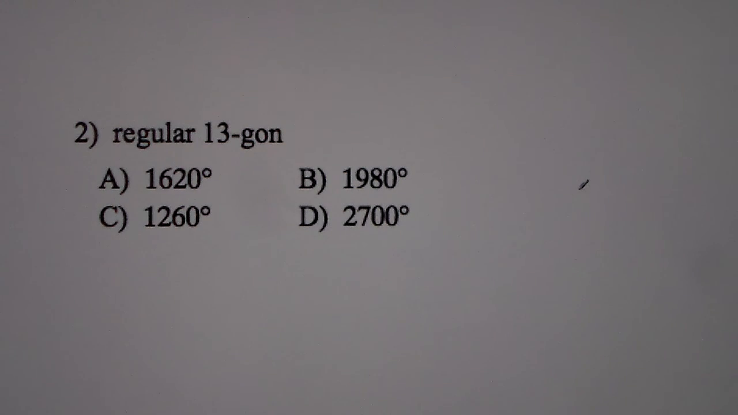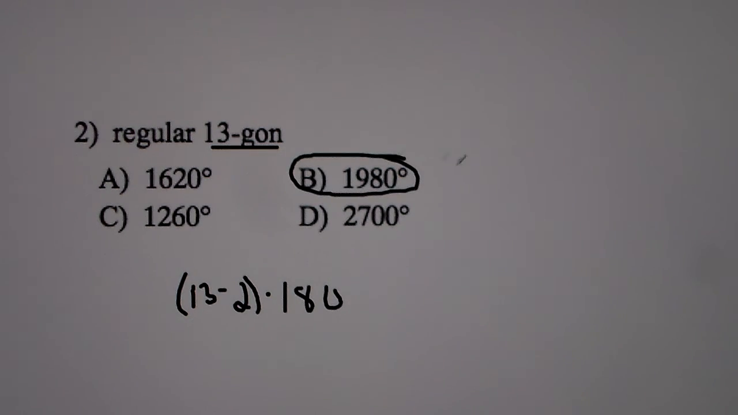Alright, next is a regular 13-gon. Well, what does that mean? Well, that's a 13-sided figure. So we do 13 minus 2 times 180 in the calculator. So we take out the calculator, we type it in, use those parentheses. So parentheses 13 minus 2, close parentheses, times 180. Which gets you 1980.